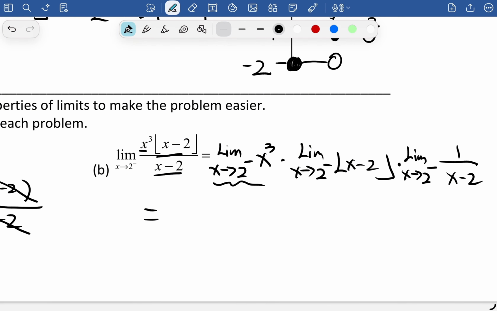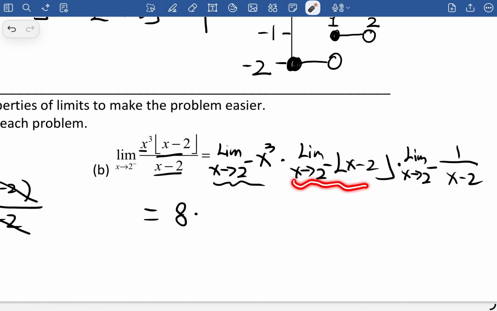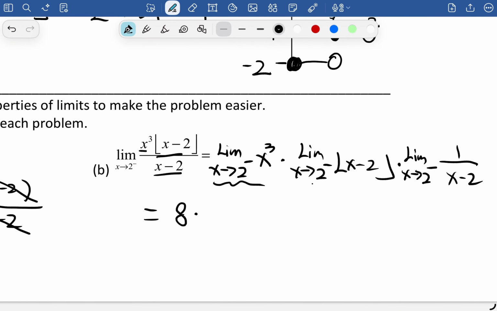The value of this one, as we know, is 2 cubed, which is 8. What about this one? It's the same approach. We plug in a value that's close to 2 but less than 2. For example, 1.5. What's 1.5 minus 2? What's the step function of negative 0.5? It's negative 1, right? This is negative 1.